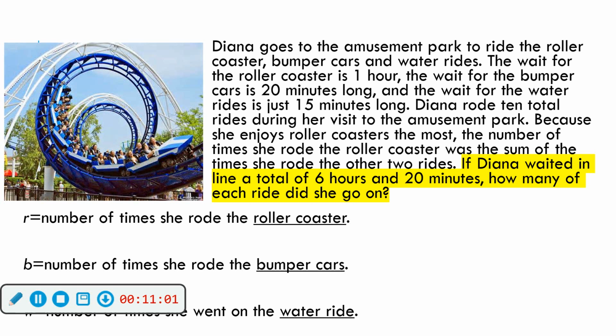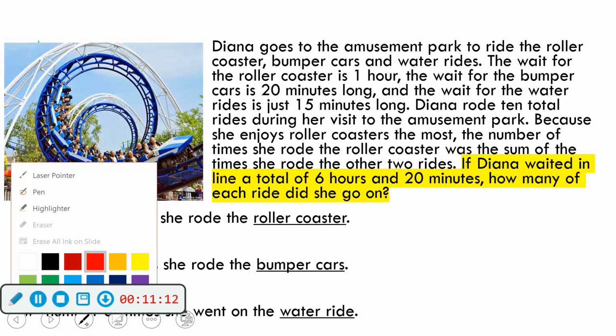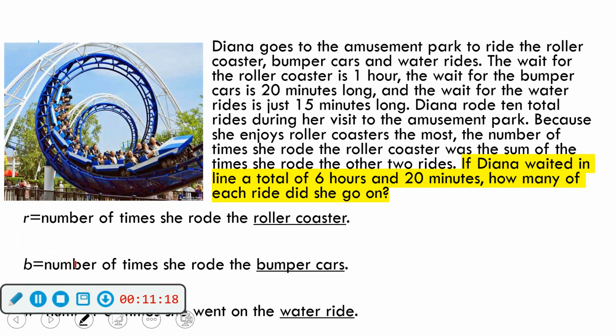Step 2 is you have to somehow write an equation for this. So let's slow it down here, and it's talking about a few things. If I go back and highlight, that will help myself here. It tells me that she went on a total of 10 rides. I know that roller coaster, bumper cars, and the water rides, in all, she went on 10 rides. So one thing they talk about is the total number of rides.